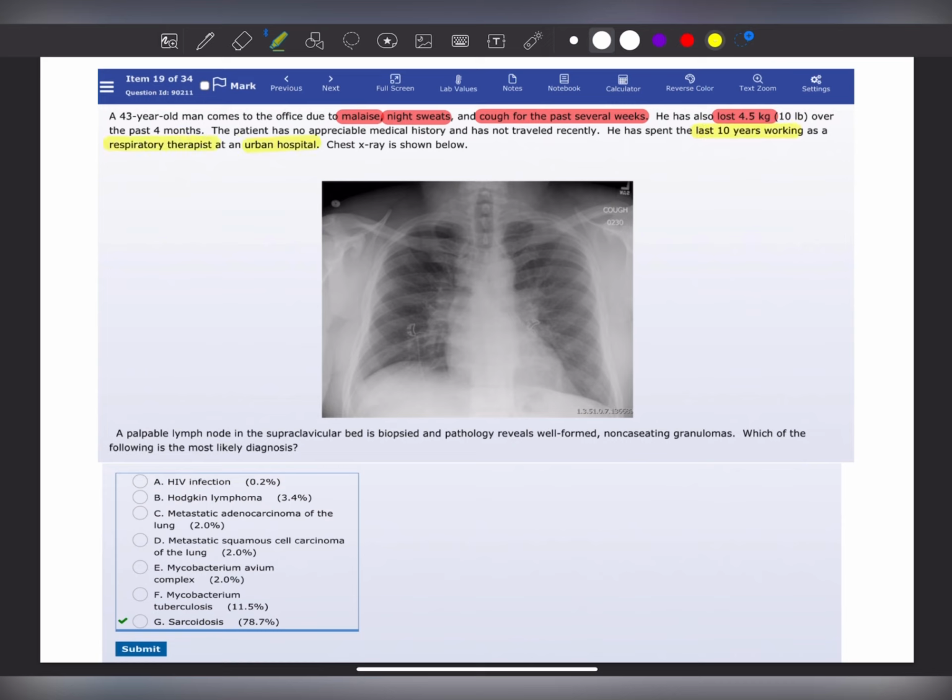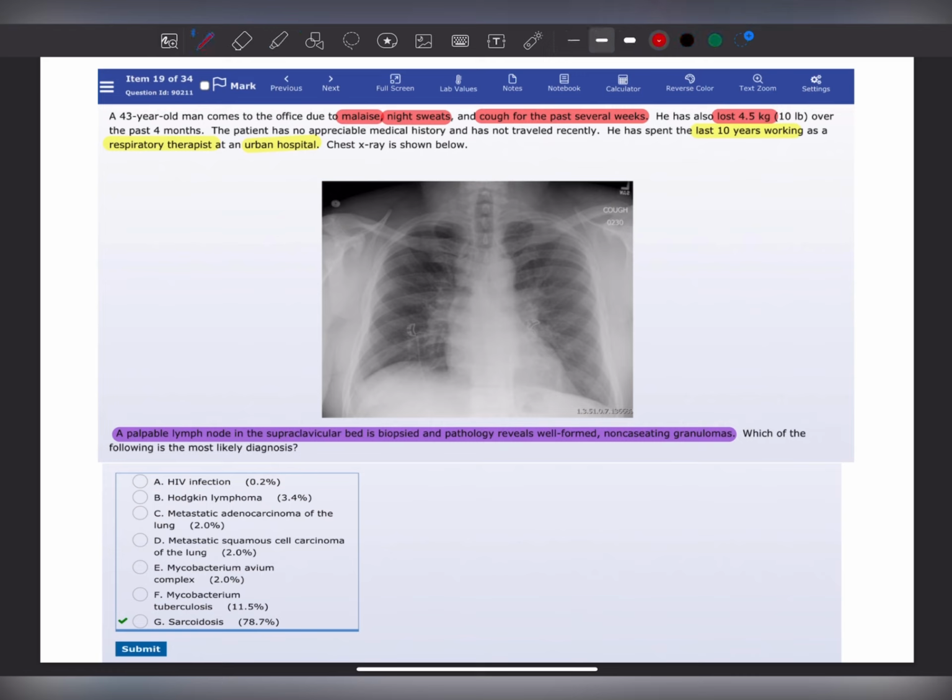Chest x-ray shown below. A palpable lymph node in the supraclavicular bed is biopsied, and the pathology reveals well-circumscribed non-caseating granuloma. This sentence is the key for the question here. Which of the following is the most likely diagnosis?